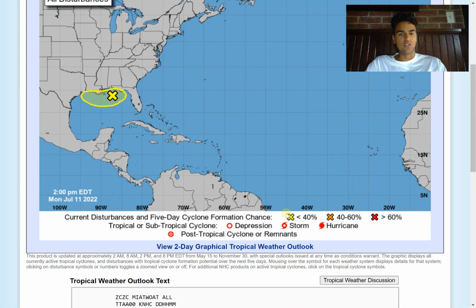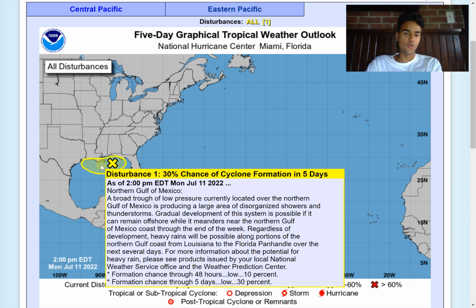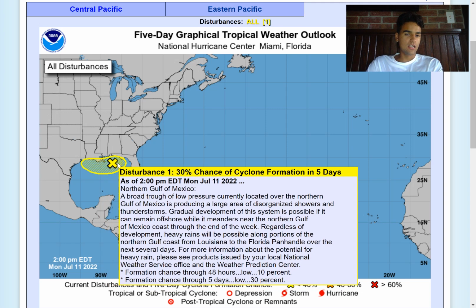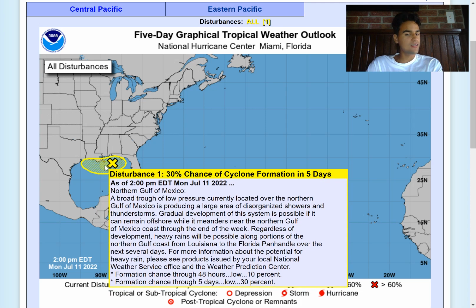Now, to show you guys the current probability the National Hurricane Center is giving this, we do have a low 10% chance within the next 48 hours that this does develop, but you see that the chance does steadily increase within the next 5 days, where we do see a higher 30% chance, which is still considered a low chance, but it's on the higher end of a low chance.